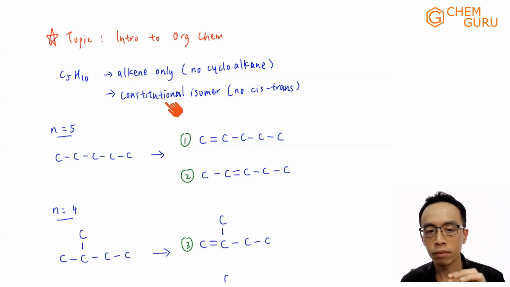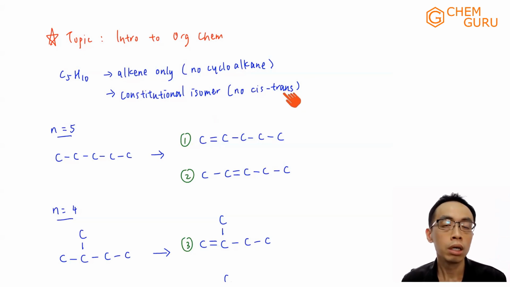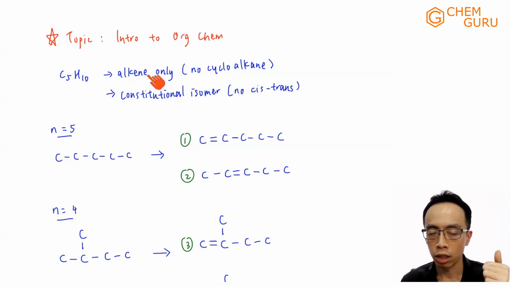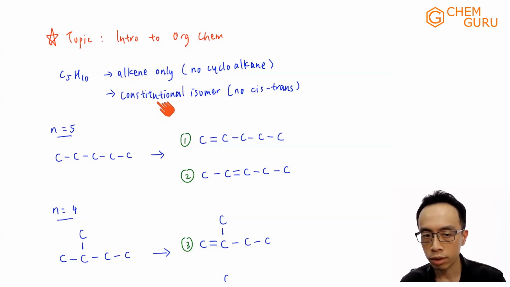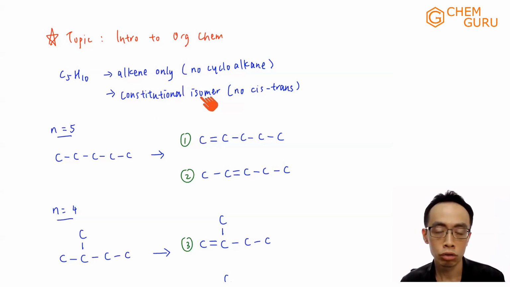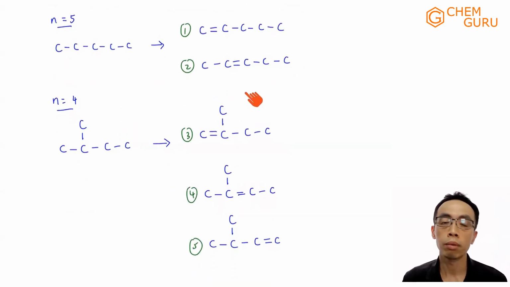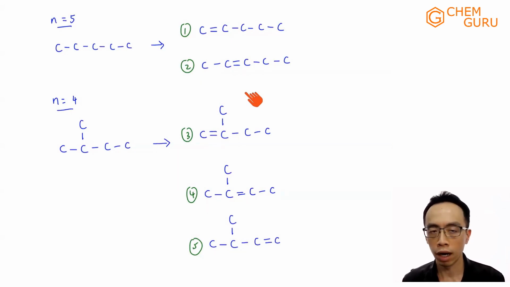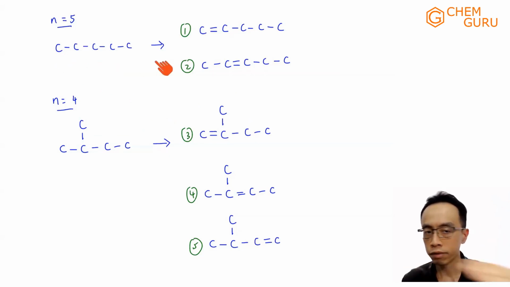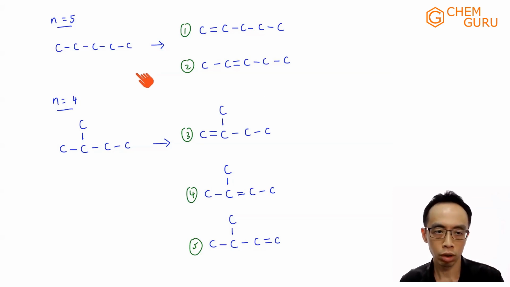The question also tells me that we want to look out for constitutional isomers, so we don't need to consider cis trans. If we need to do that, then there will be more possibilities. So very straightforward, I just consider alkene, and I just consider constitutional isomer or structural isomer. Now we have to do a very systematic permutation. Usually the recommendation is we start from the longest possible carbon chain, n equals 5. Then for n equals 5, there's only one permutation. How many different alkenes can I draw for n equals 5? So you notice we have two possibilities.